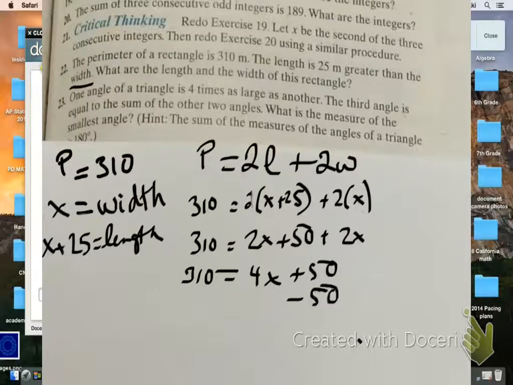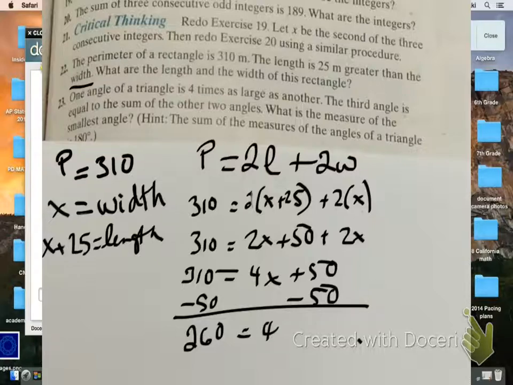Subtract 50. I've got 310 minus 50 is 260 equals 4x. Divided by 4. And x is equal to, we are dividing 4 into 260.